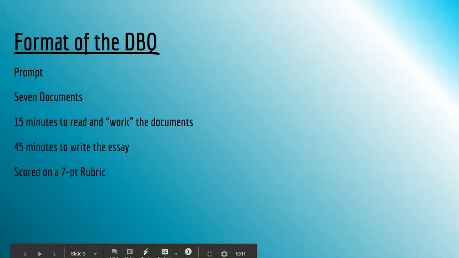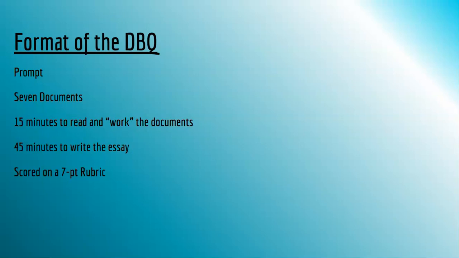So the DBQ is basically a prompt. The AP or College Board are going to ask you a prompt, and then you're going to answer that prompt using the 7 documents that they provide you. And they give you about 15 minutes to read and work the documents, which we'll talk a little bit later about, and then 45 minutes to actually write the essay. And then your essay will be scored using a 7-point rubric.